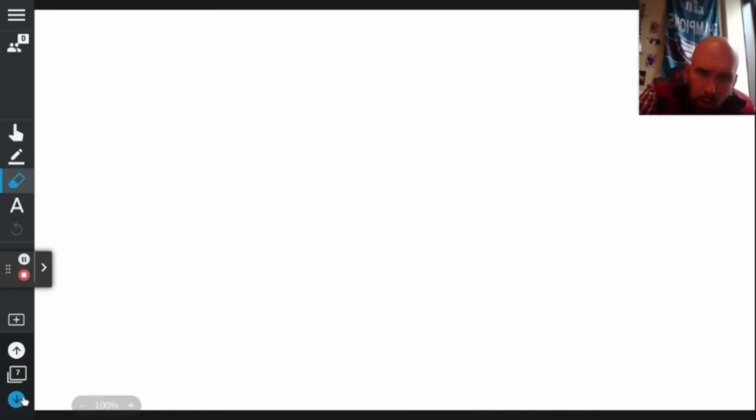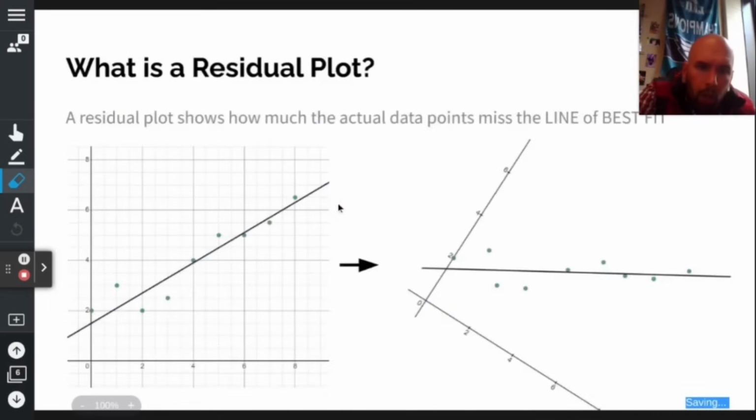Do I have a picture over here? No, I don't. So if I look at just this one right here, ignoring these lines, I have a dot above, a dot above, a dot below, a dot below, a dot on, above, below, below. There's no obvious pattern going on with my residual points. If you don't have an obvious pattern on your residual plot, then the linear equation that you chose is a good guess. It's a good equation to use.